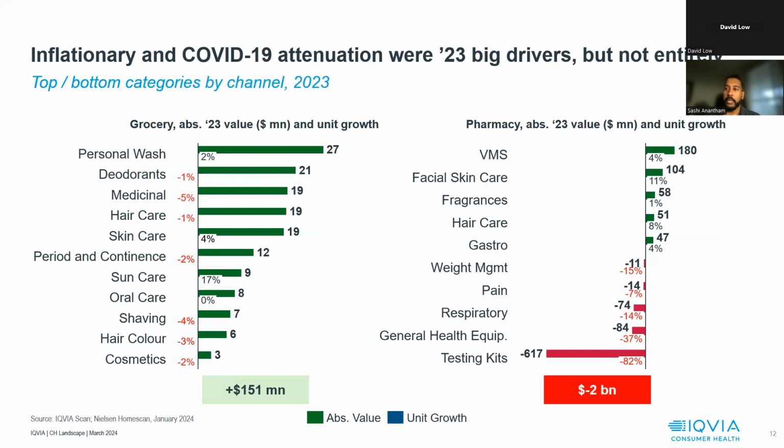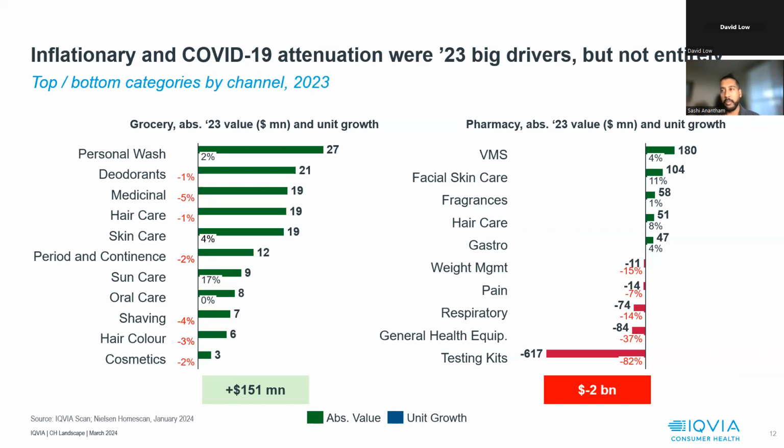If you look at 2023, in terms of the drivers of reduction in consumption, it was mainly COVID related. If you look to pharmacy on the right-hand side, the bottom five are basically all the COVID categories that held back consumption. Pain, respiratory, and general health equipment, where you have your PPEs and your testing kits, collectively about $1 billion, with another $1 billion from other categories as well. Overall, that's what caused the slowdown in pharmacy.